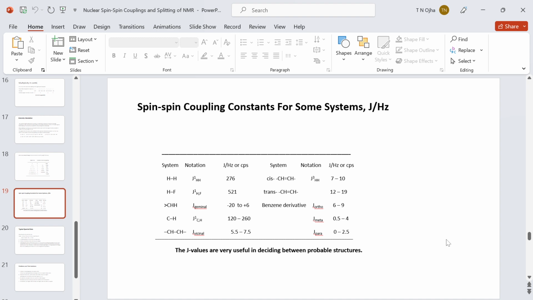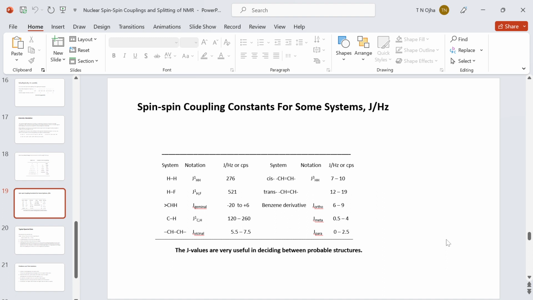Spin-spin coupling constant parameter, for some system, is shown here in J units. Units are hertz or cycles per second. HH coupling is nearly 276 hertz. HF heteronuclear coupling is nearly 521. Average values are shown here.